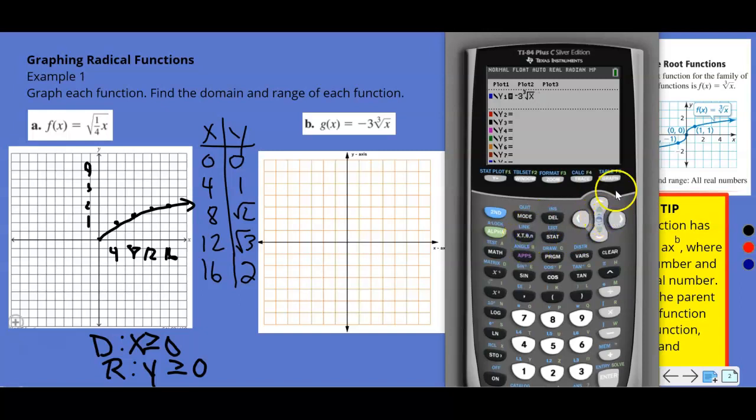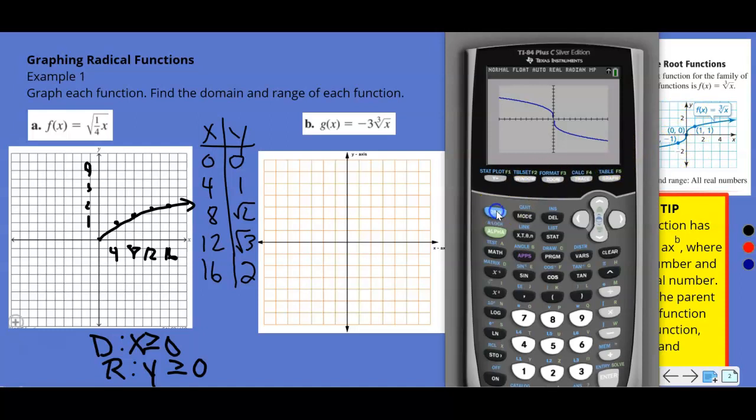All right, once you have that typed in, you're going to hit graph. And again, like I said, it's going to be the reflection here because of that negative. And it's a vertical stretch by a factor of 3. But you can see it still has that same general shape, even though it's been reflected.